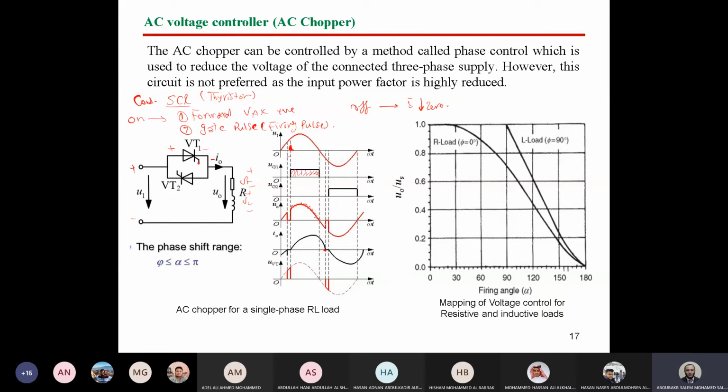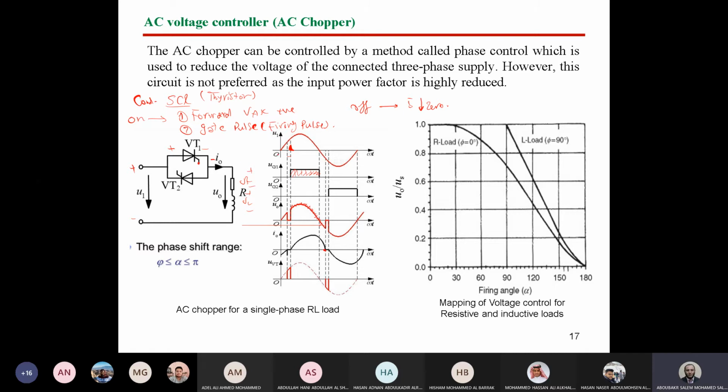So at this instant, as you can see, the current falls to 0. So the voltage continues in the negative part because there was a current flowing in the circuit. After this point, now we are in the negative half cycle. So thyristor VT2 is ready to be turned on. However, it will stay waiting for the pulse.